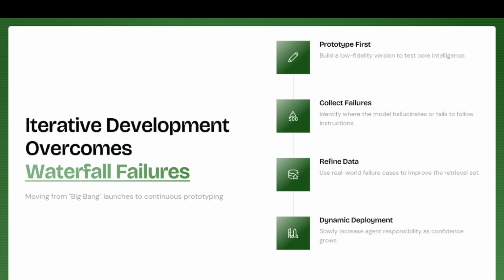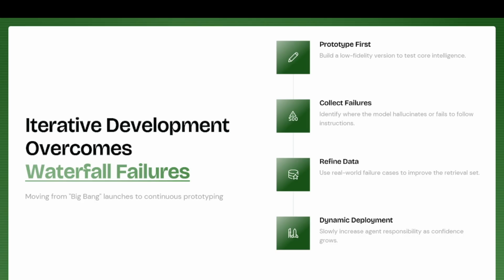So this is how you move from big bang launches to continuous prototyping. Big bang, they call it a big ball of mud, where you just build something at once and then you just deploy it. And then after deployment, you find out that the system fails. So you'll be entering a big ball of mud by designing that kind of architecture.